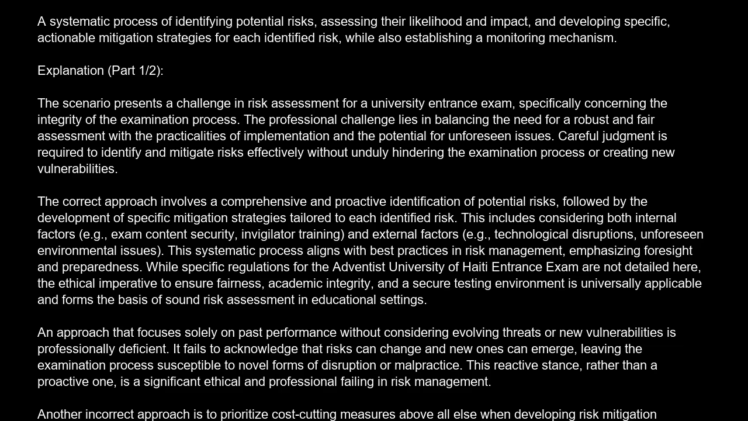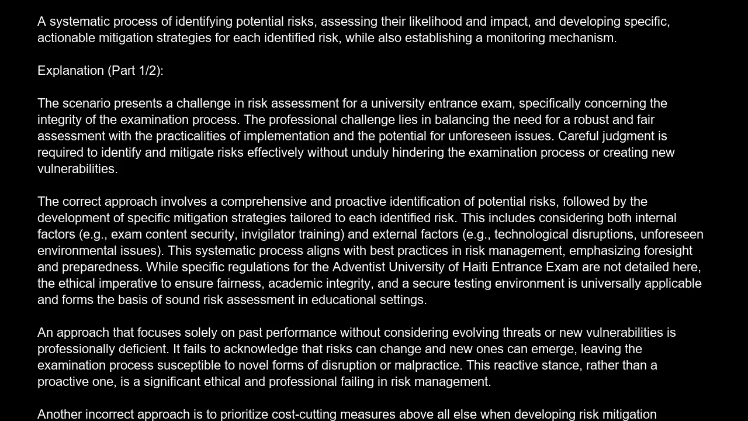The correct answer is D. A systematic process of identifying potential risks, assessing their likelihood and impact, and developing specific, actionable mitigation strategies for each identified risk, while also establishing a monitoring mechanism.